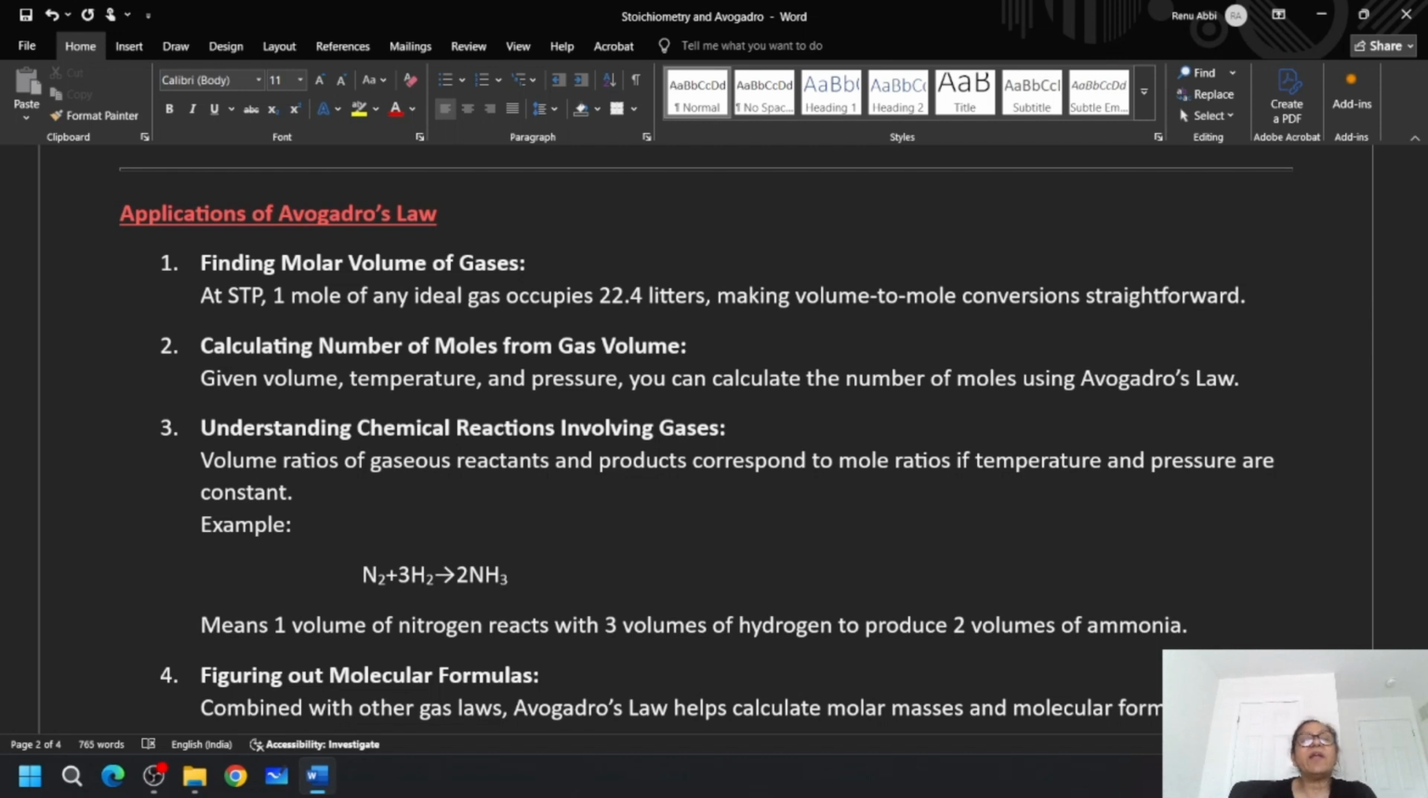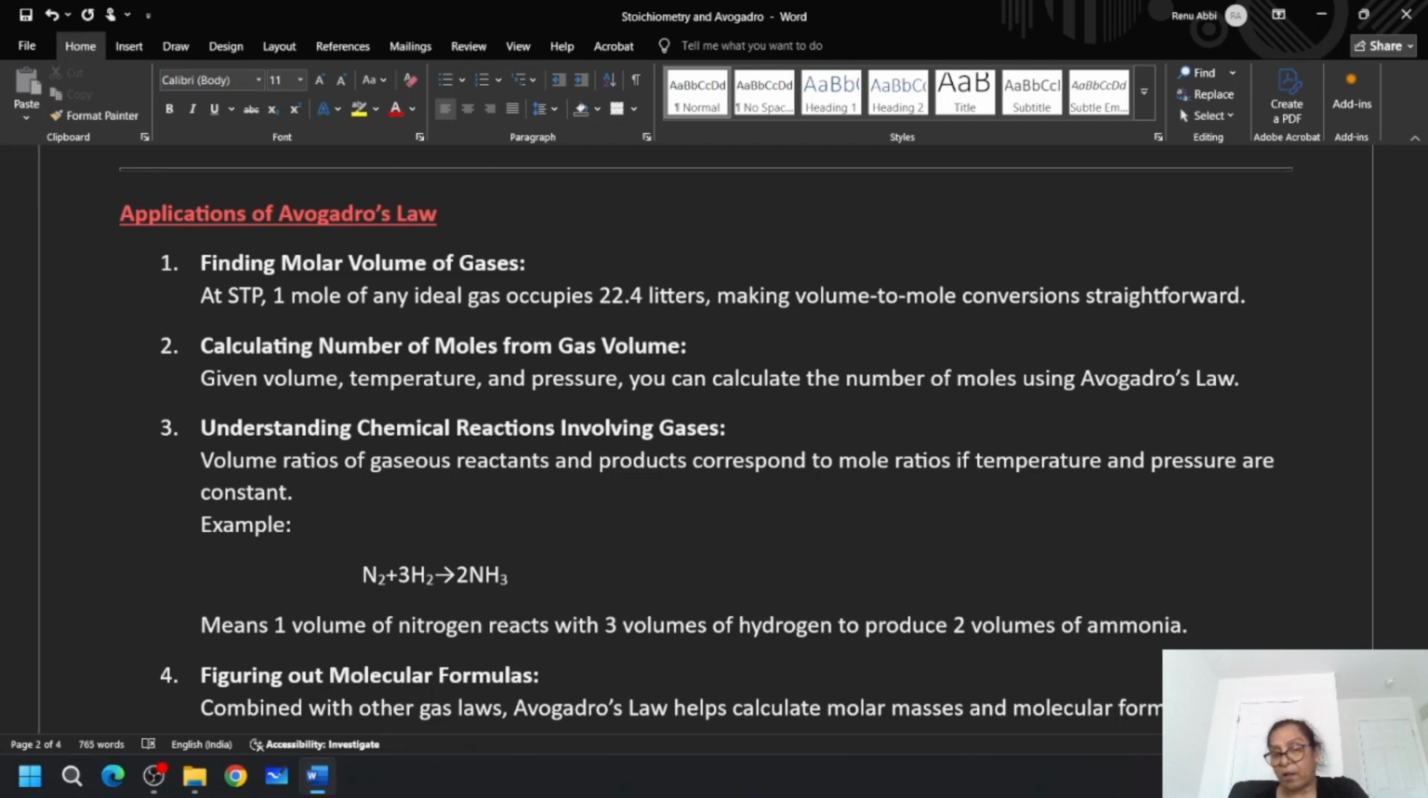Now, understanding chemical reactions involving gases. Sometimes the volume ratio of the gaseous reactants and products corresponds to the mole ratio if temperature and pressure are kept constant. For example, 1 mole of nitrogen reacts with 3 moles of hydrogen to form 2 moles of ammonia. This is the concept of mole.